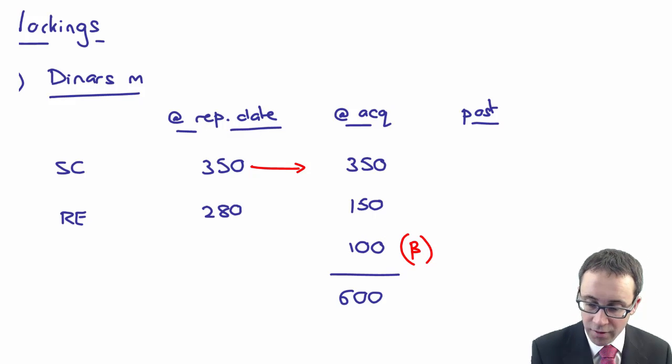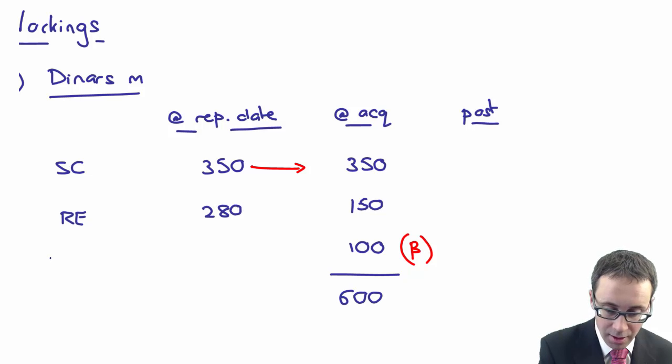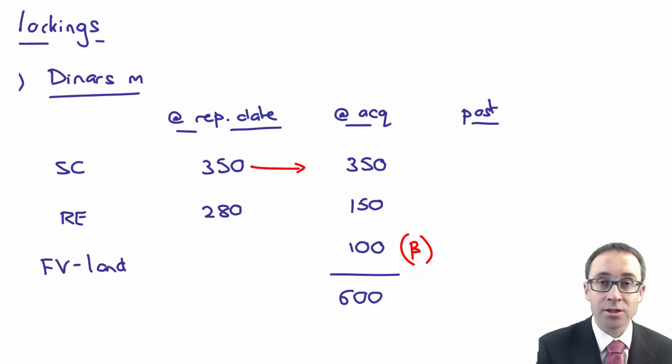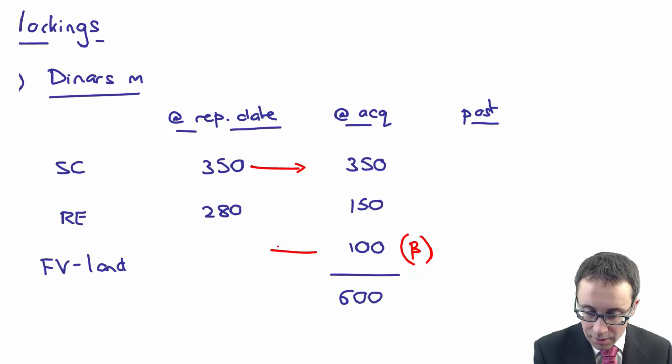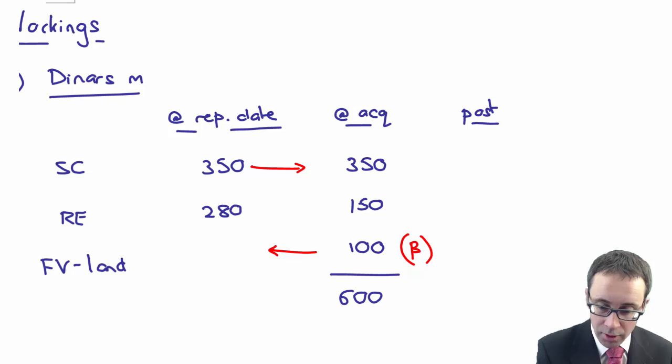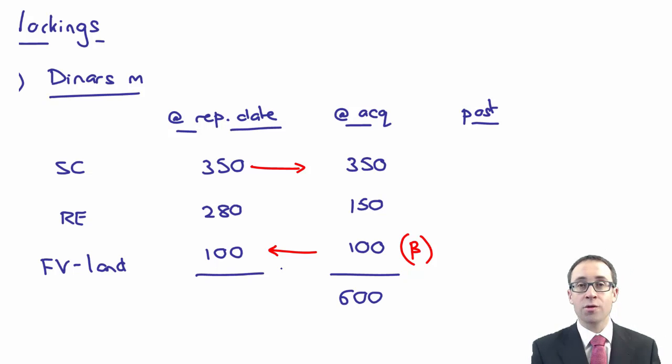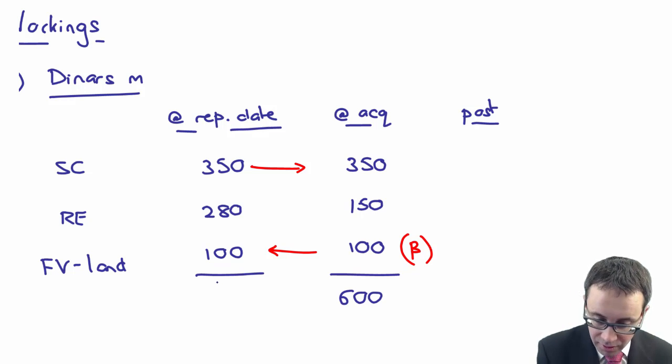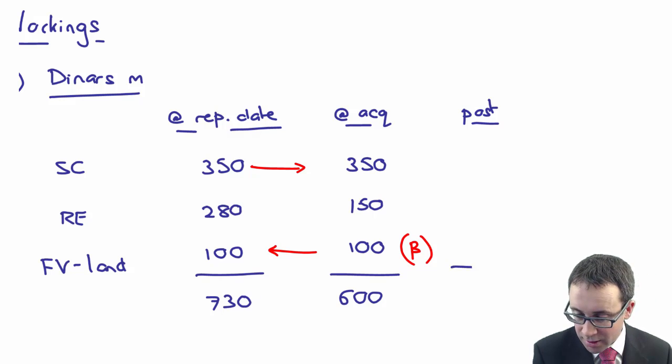So that is your fair value adjustment here for land, which is a bonus because that is not depreciated. So it's 100 at acquisition. We're not told anything else about it changing, so we assume that it is the same at the reporting date. So that gives me net assets at the reporting date of 730.